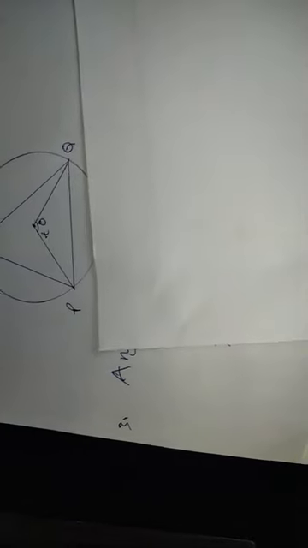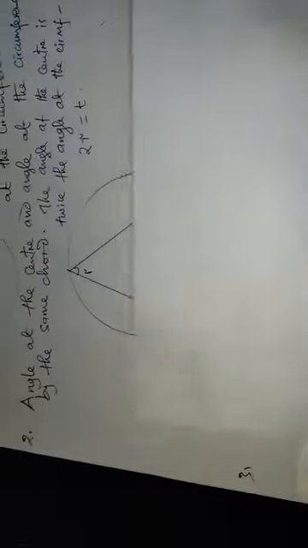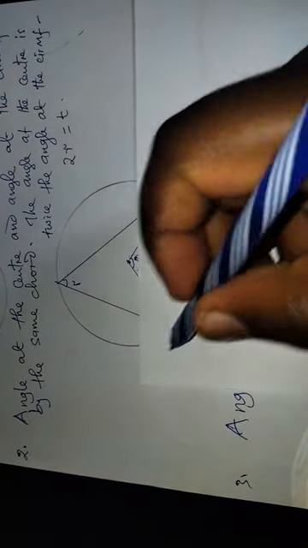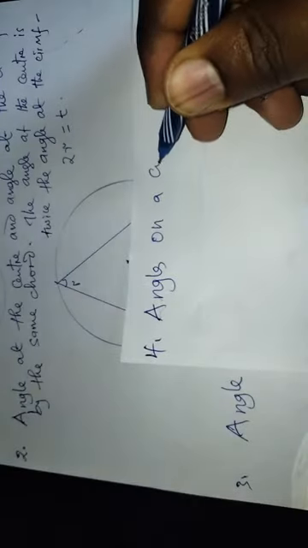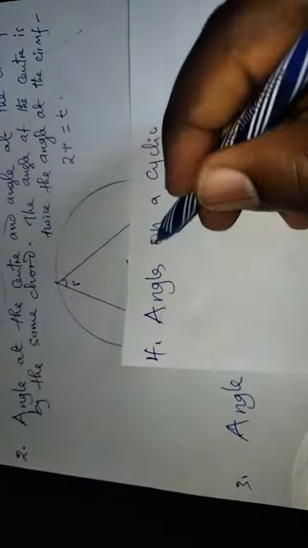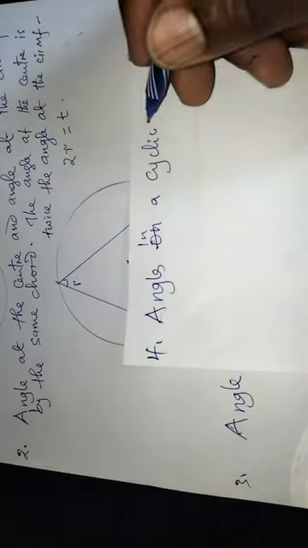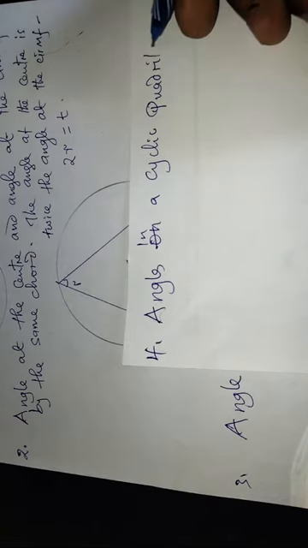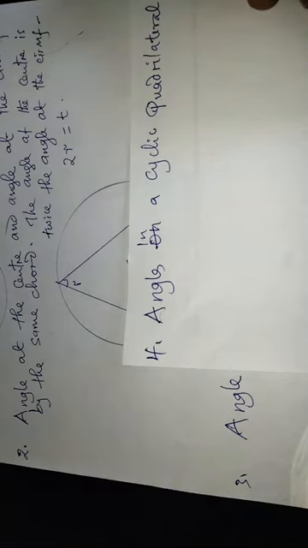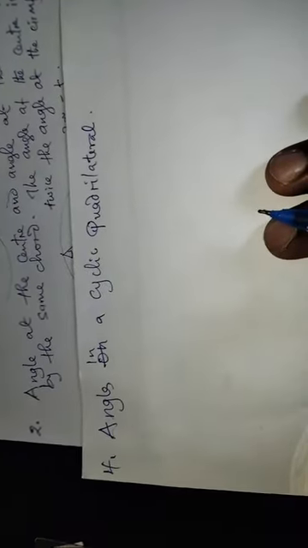We can look at something we call a cyclic quadrilateral. Angles in a cyclic quadrilateral. So we can have number 4. Angles in a cyclic quadrilateral.